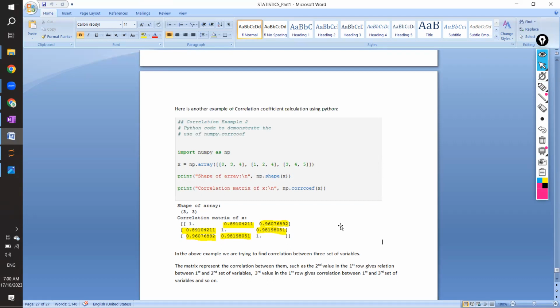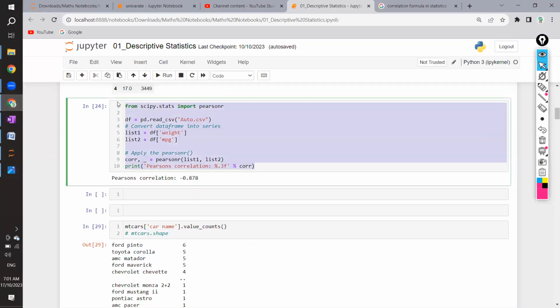Fine. So yeah, you can just take some example. Any data set you can take and convert them into list, convert each column into list, and pass them into correlation coefficient. Okay, so you can try this, and also you can try the Pearson coefficient way also. Okay.